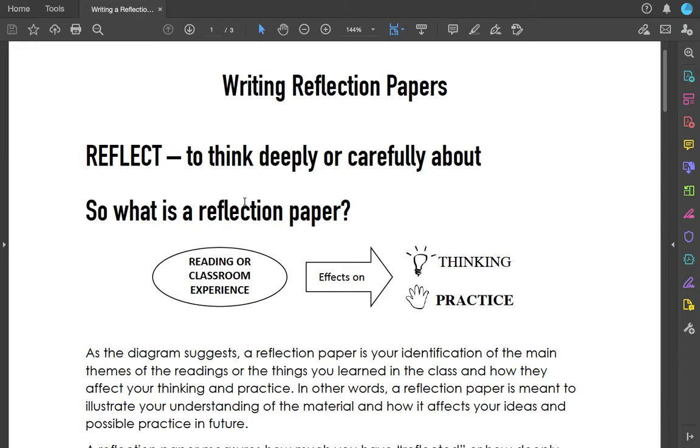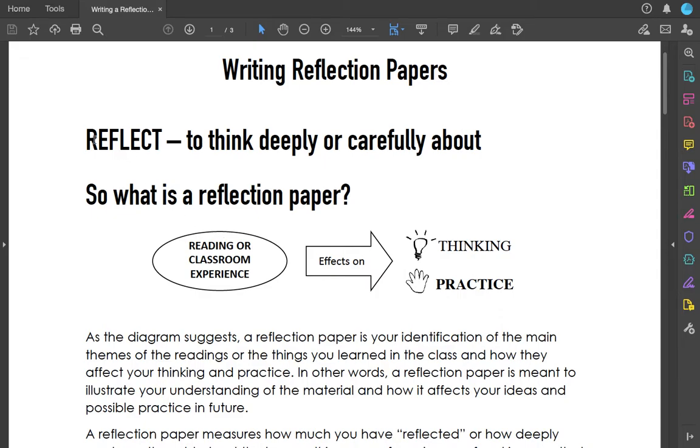So basically, what I'm going to do is just reiterate the very things you talked about and show you what a reflection paper is from an academic perspective. So, as you have mentioned, or as someone has mentioned, to reflect is to think deeply or carefully about something. So, it's not just thinking, it's deep thinking. If I may say, critical thinking. So, how well you reflected will be shown by how deep you thought about the issue or the reading material.